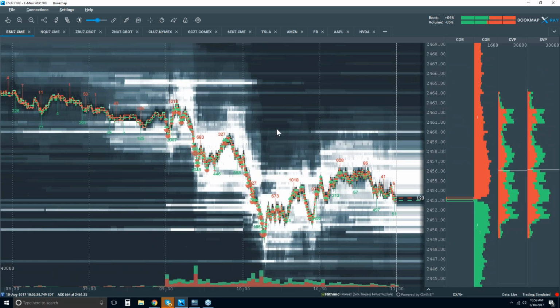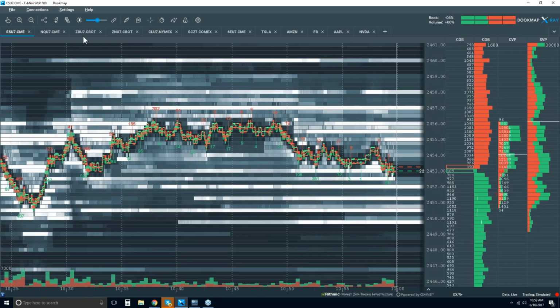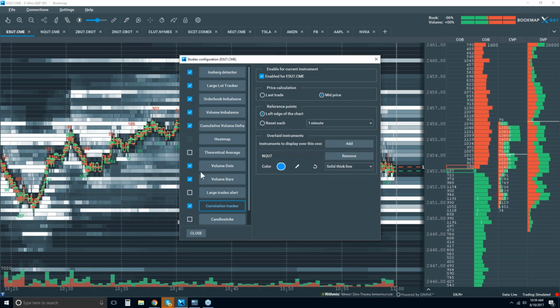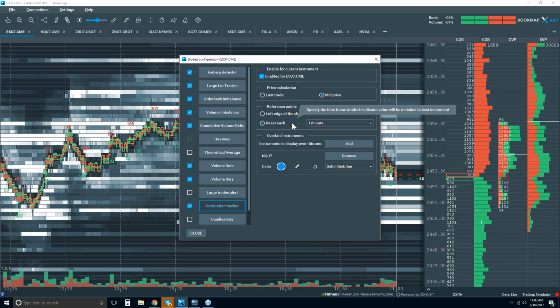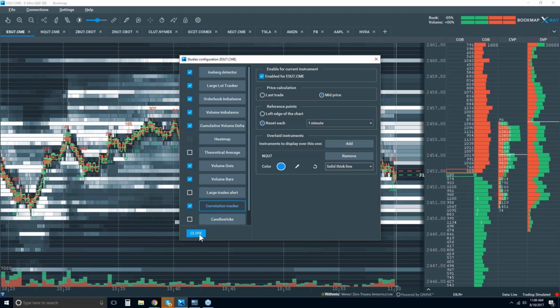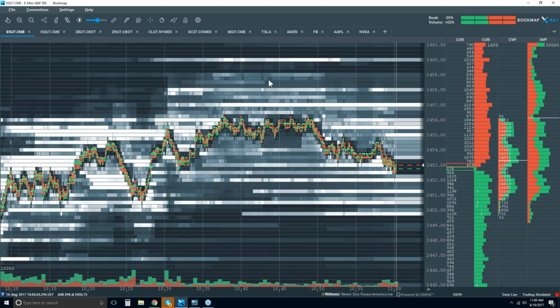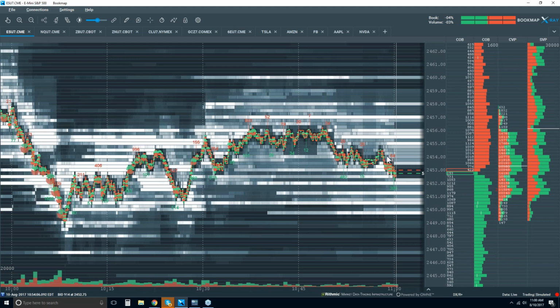I don't know what I'm doing wrong here, but anyway, let's try that one more time with that correlation. I don't know what I'm doing wrong. I don't know why it's not showing up. Anyway, the correlations do exist. This comes with the advanced features, and that's part of the package that you get.